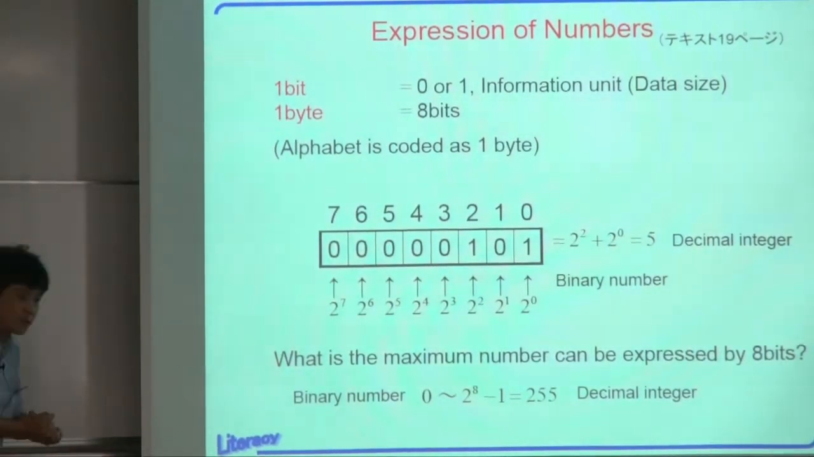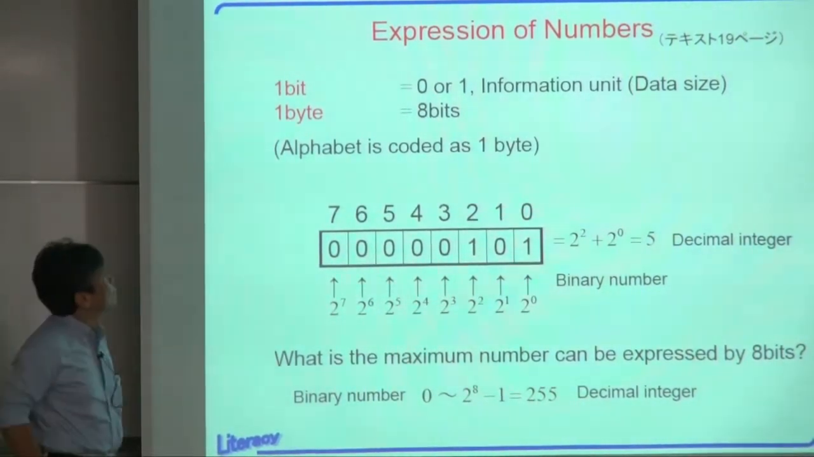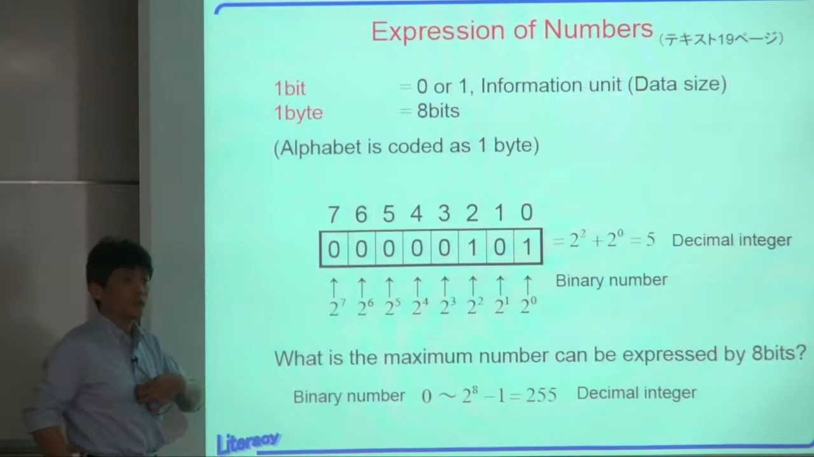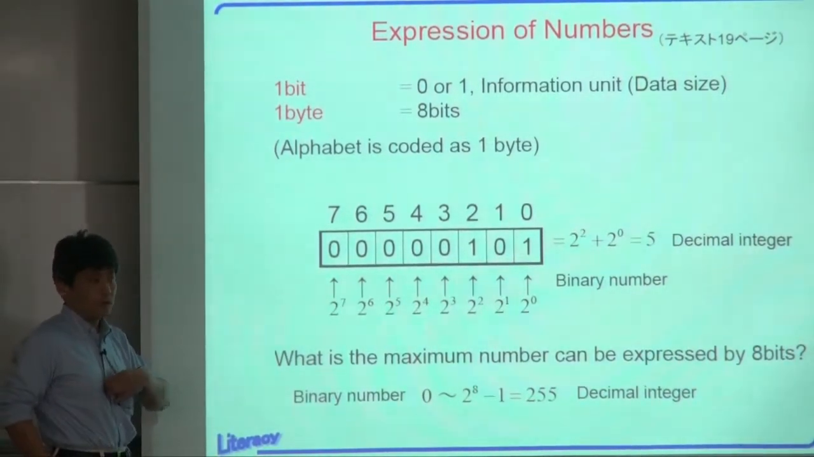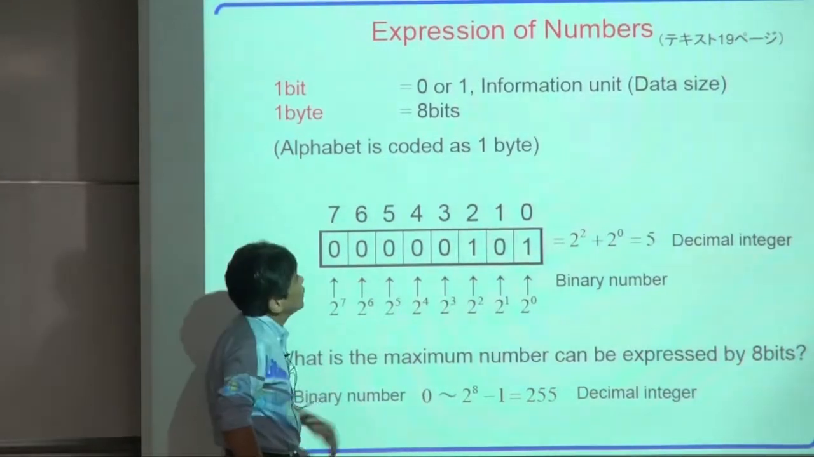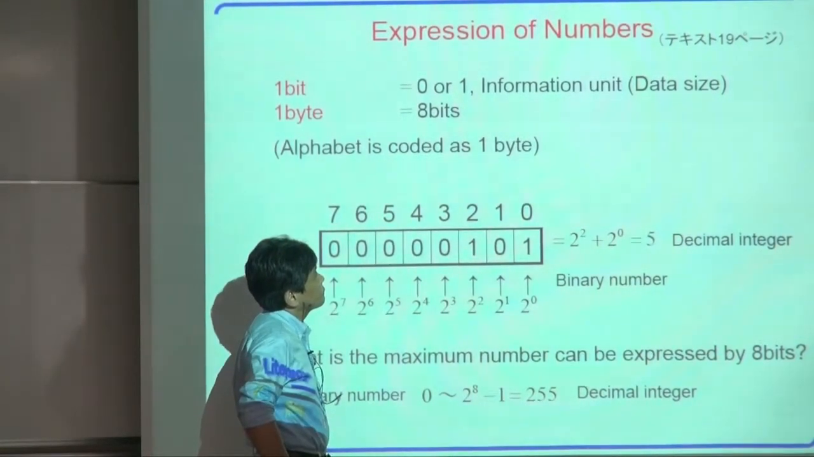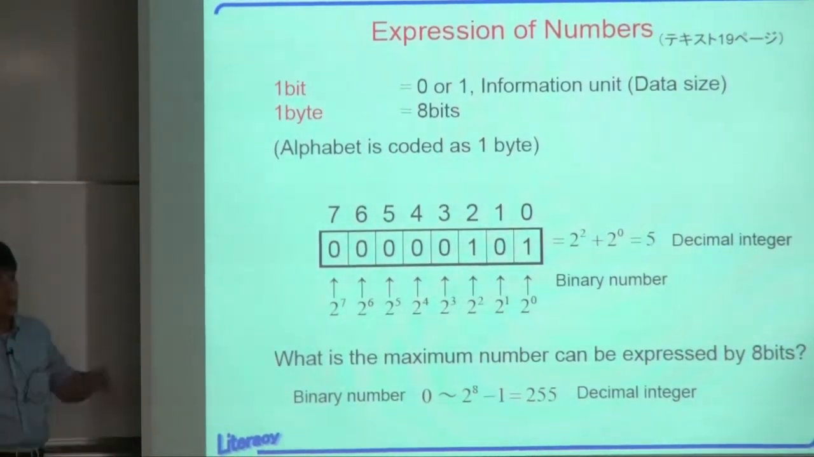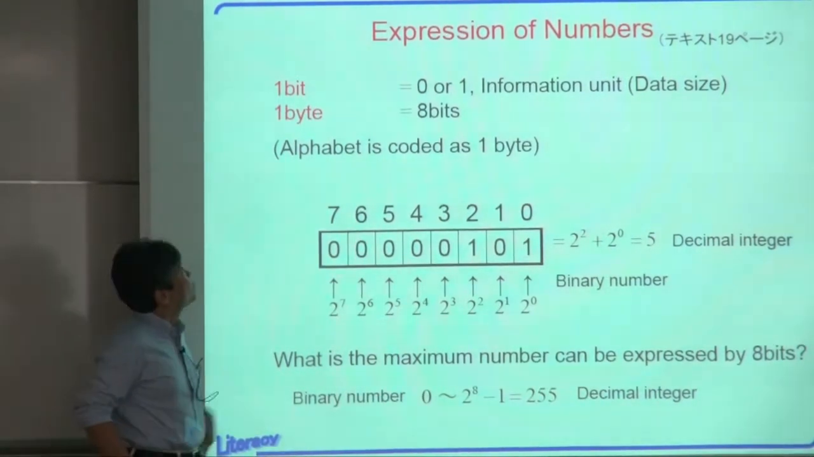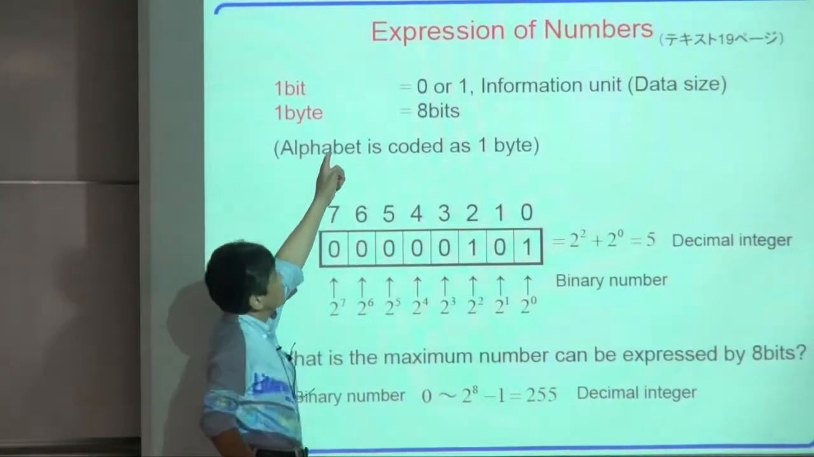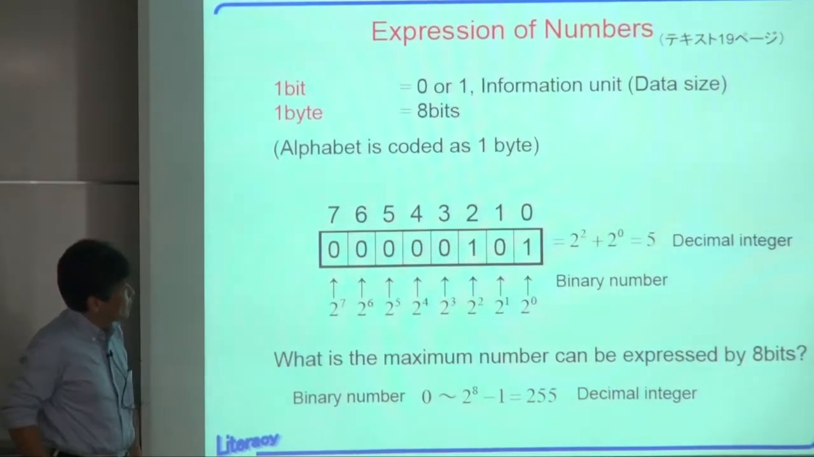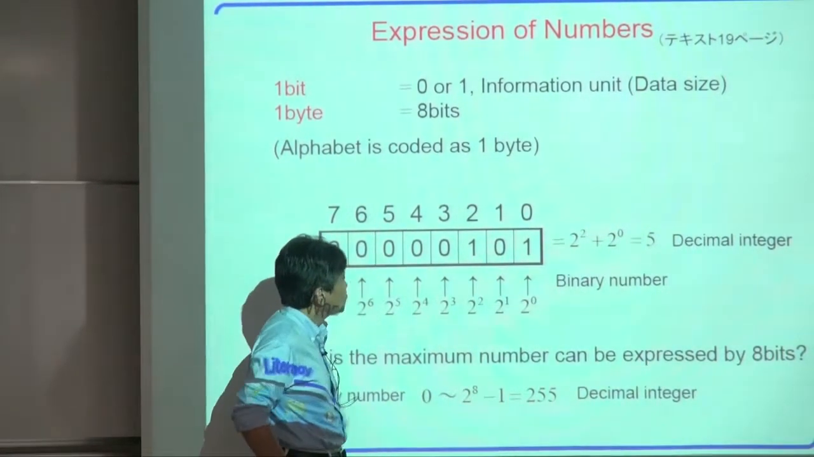So there are some types of numbers. The basic unit is a bit. Maybe you know the bit. The bit is the base of information, treated as the information unit. So 0 or 1. And a byte: 1 byte consists of 8 bits.